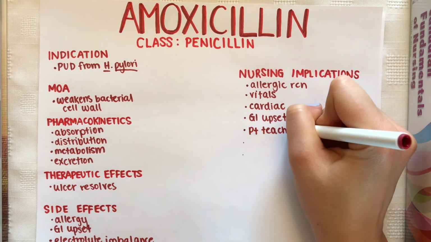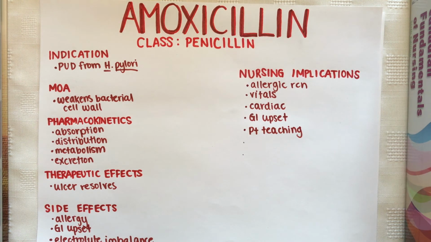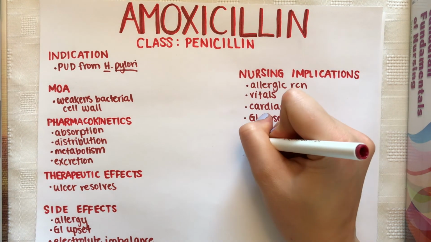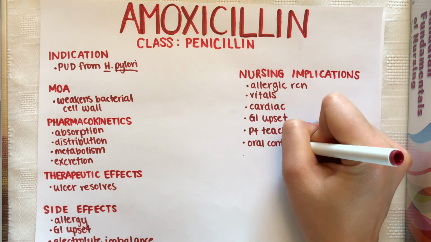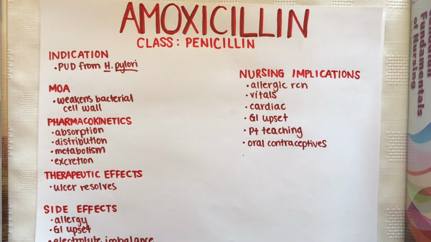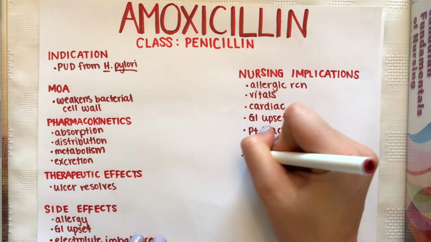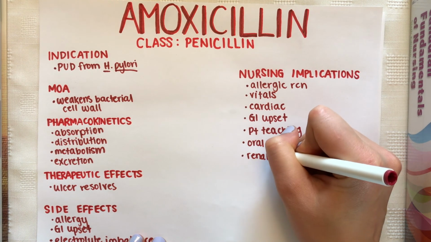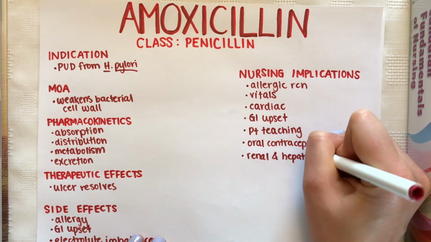Teach the patient the importance of taking the medication for the prescribed duration, usually 10 days. Even if symptoms go away, the antibiotic is still working to eliminate the last of the infection. Antibiotics may decrease the effectiveness of oral contraceptives, and monitor renal function and hepatic function.